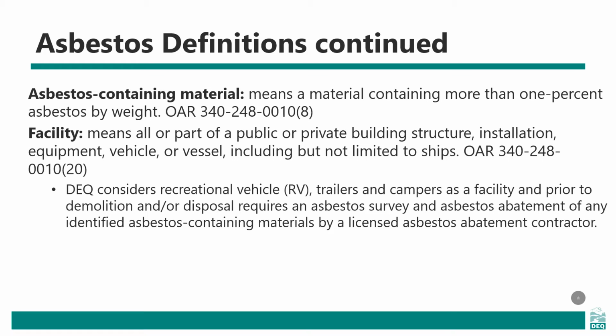Any material that contains more than 1% asbestos by weight is regulated in Oregon as asbestos-containing material and must be abated according to OAR 340-248.